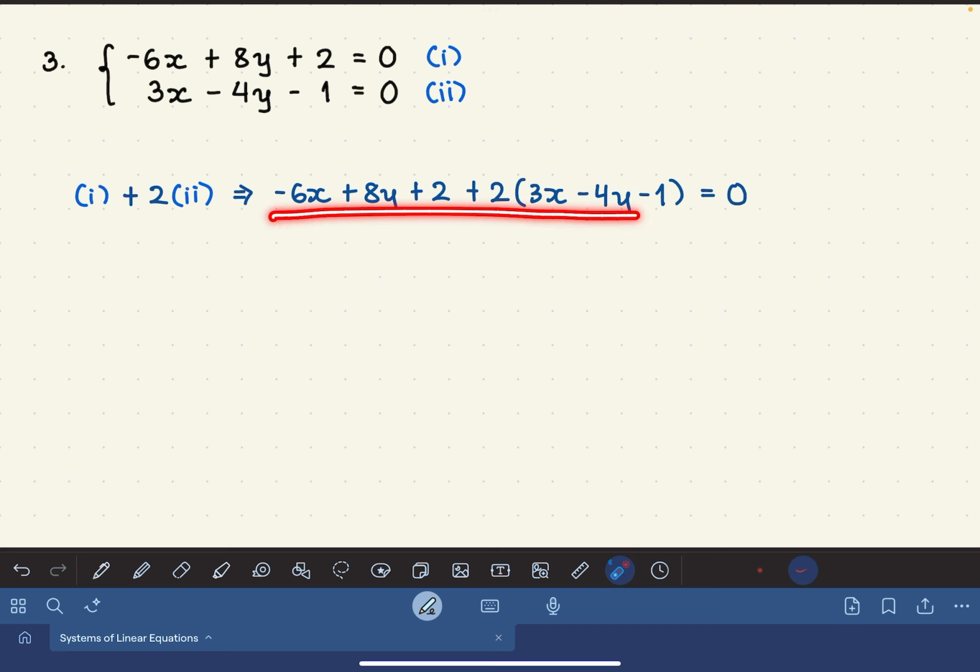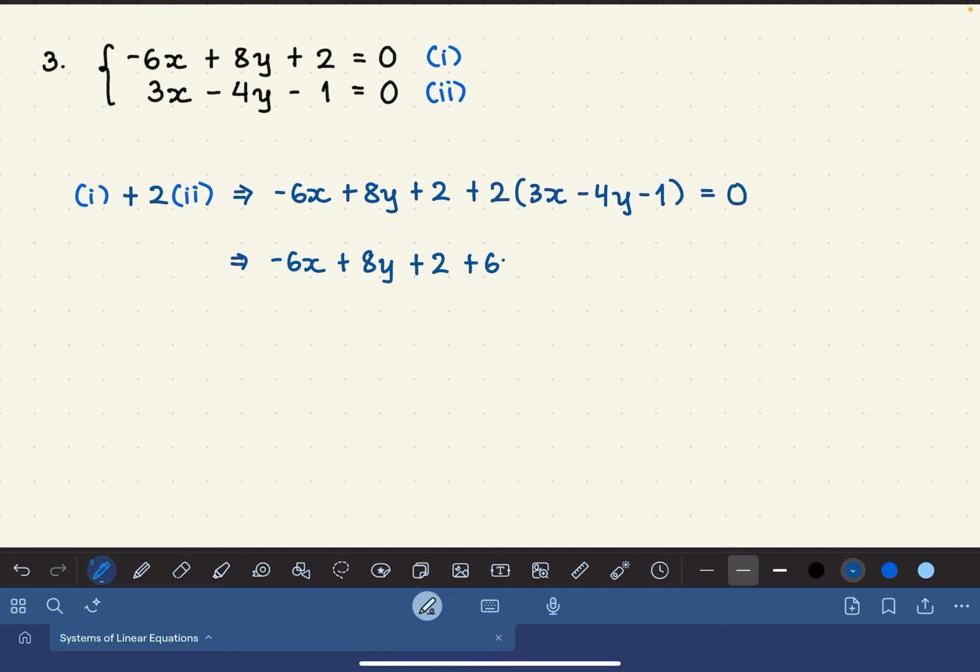Basically, this one is the left side. So this is the left side of the equation and this is the right side of the equation. This came from the first equation. This is 2 times the second equation. So let's solve this one. Multiplying 2 inside this, we will obtain the following. Plus 6x minus 8y minus 2 equal to 0.